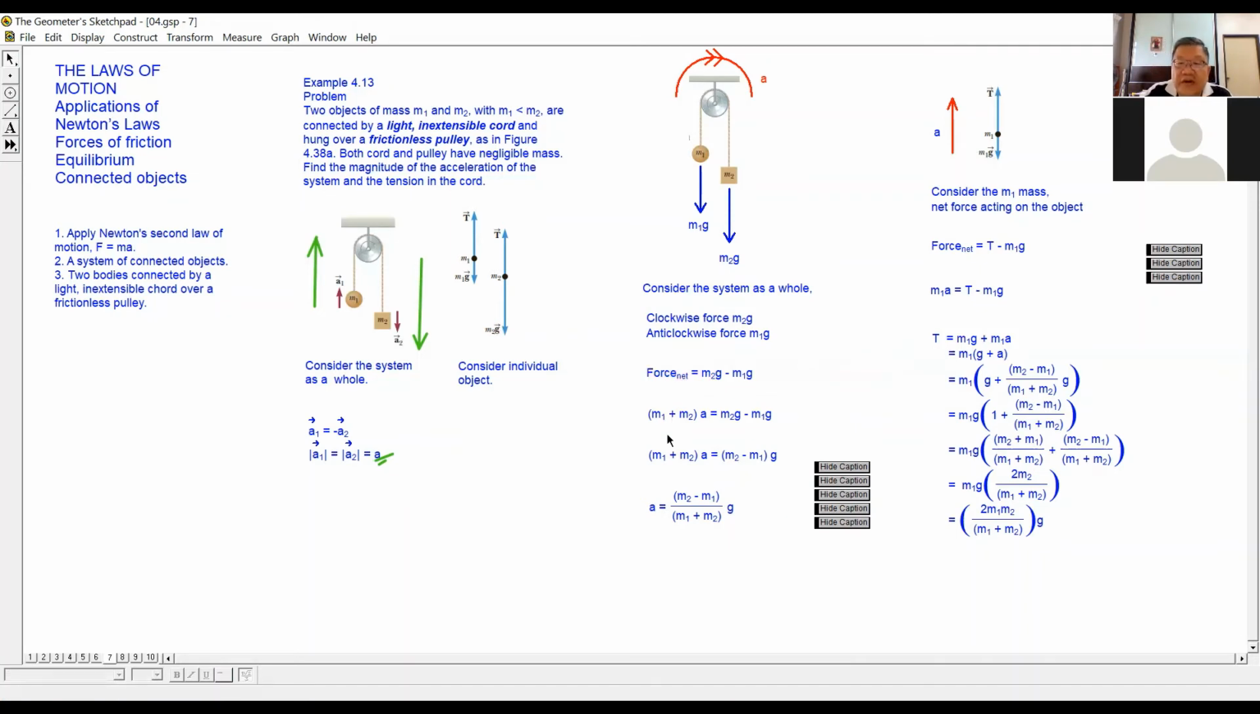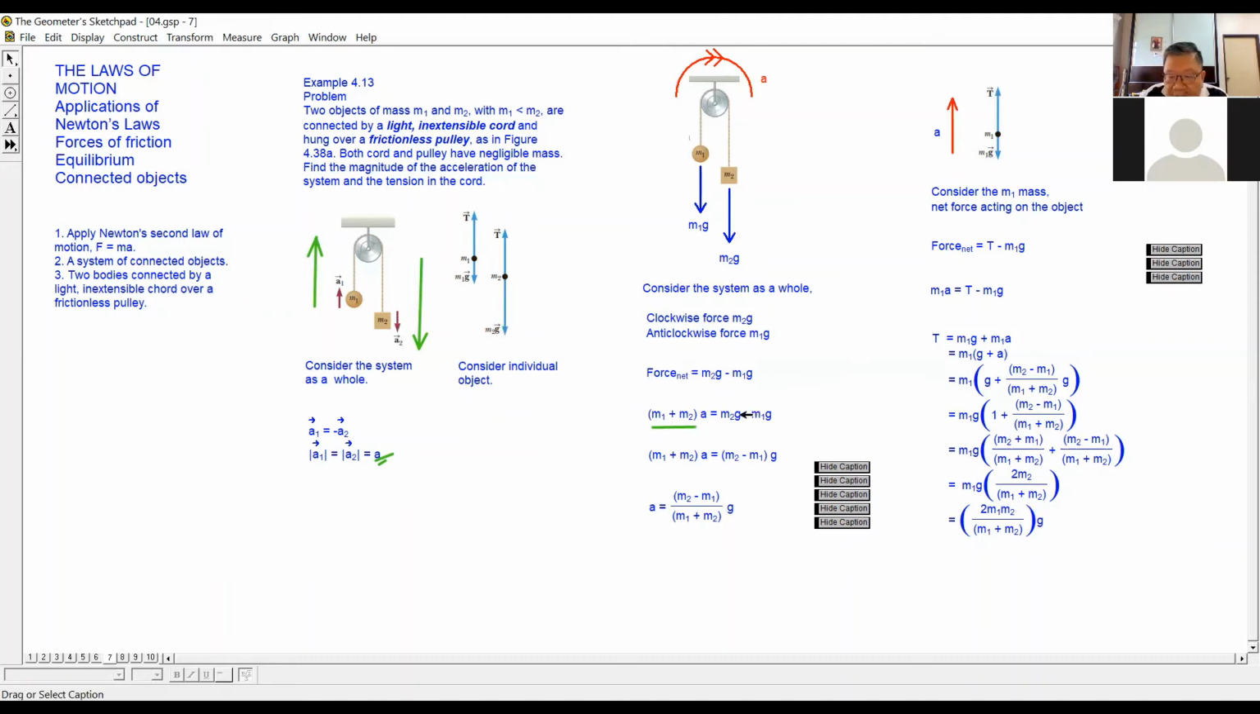What is the net force? Net force is actually the mass times acceleration. But in this case, the mass of the system is M1 plus M2. The mass of the whole system is M1 plus M2. Because the whole system is rotating clockwise, we say that M1 plus M2 times A will be the net force of the system. And that net force is M2G minus M1G.